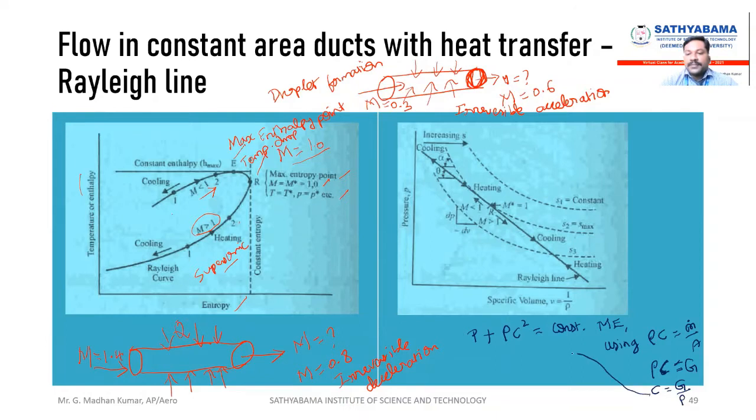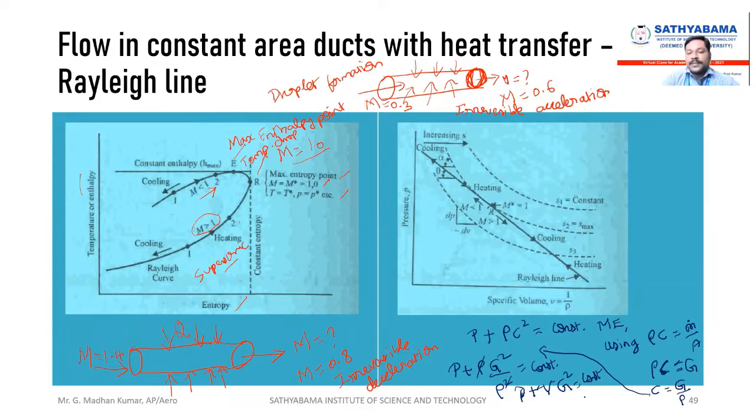Now, substitute this value in this equation, right? So P plus rho, and instead of C square, (G by rho) whole square, rho square, is equal to constant, right? And then one rho is getting cancelled. What do we get finally? P plus, what is 1 by rho? 1 by rho is V, specific volume. So P plus V G square is equal to constant, right?